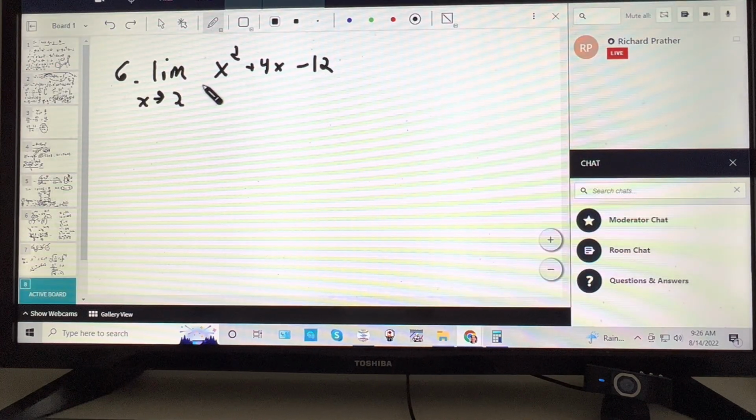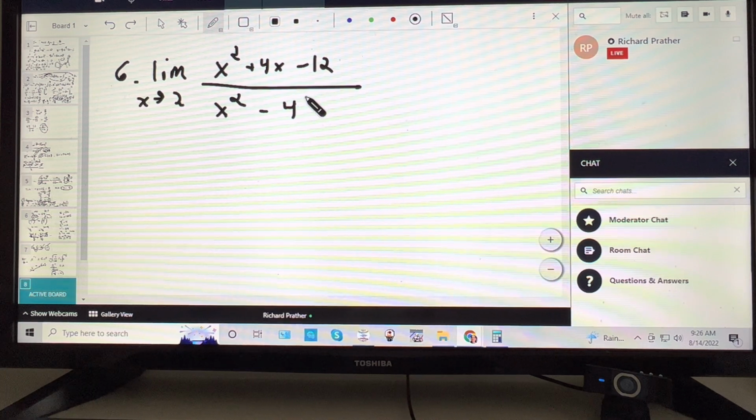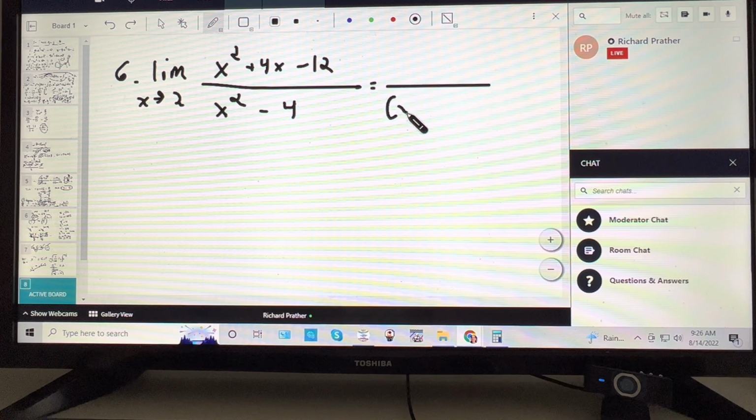Although here it does. So I would try that first, plug 2 in and see what happens, but 2 squared is 4, 4 minus 4 is 0. So then you can do other things like there's the table method where you try to get real close to 2, like 1.99999 and 2.0001. There's the graphing method, but this was meant for algebraic simplification. The denominator is a difference of squares, x plus 2 and x minus 2.